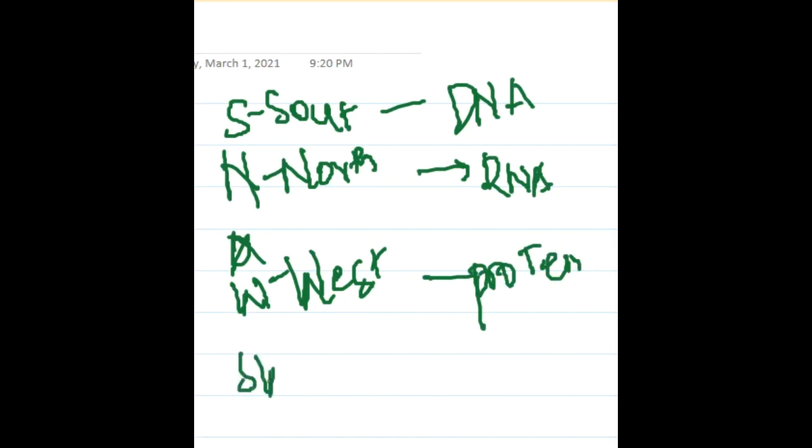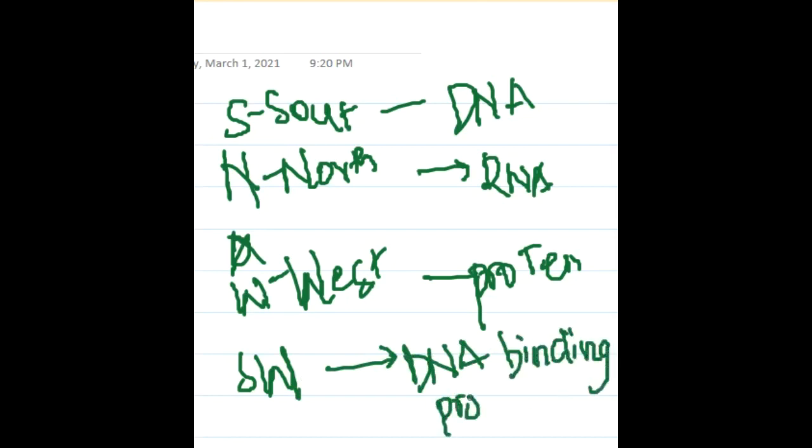We have one more type which is called Southwestern blot, which is for DNA binding proteins. It is recently being introduced. Southwestern blot, which is for DNA binding proteins.